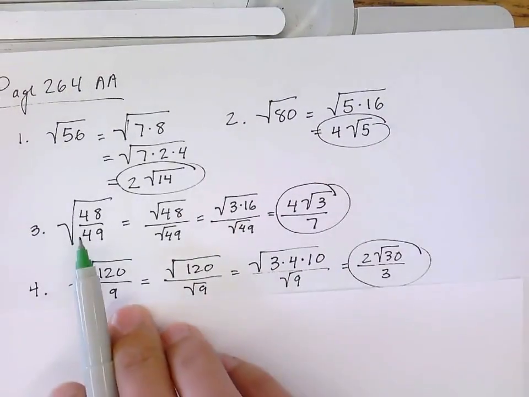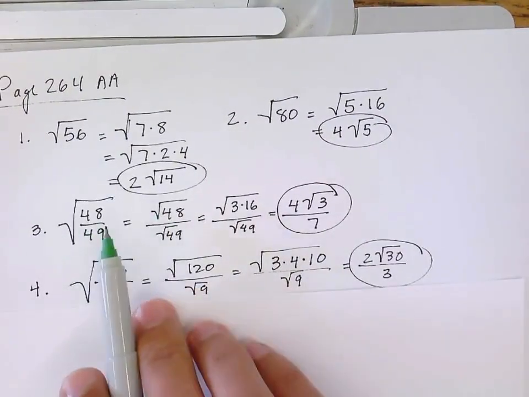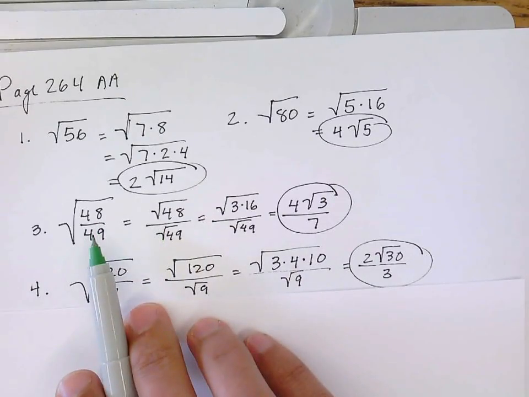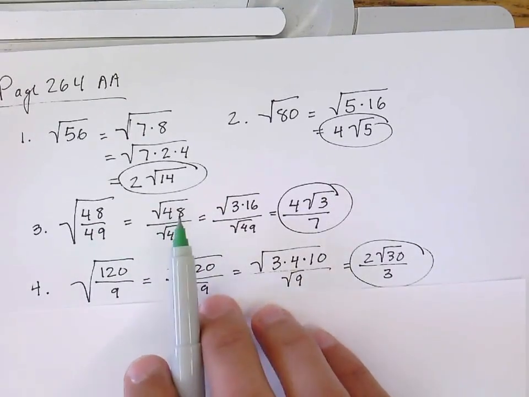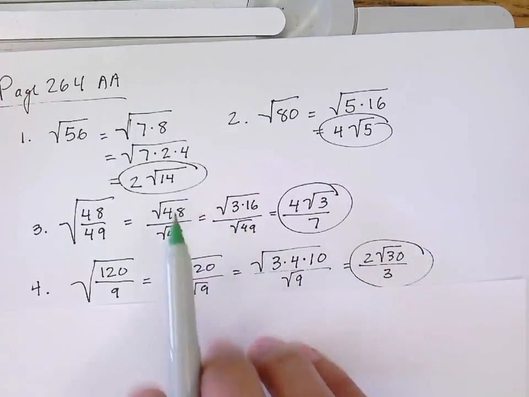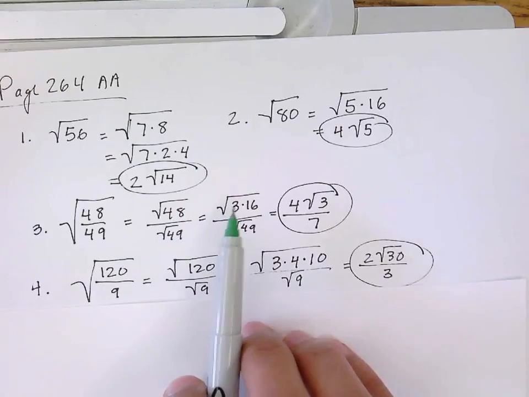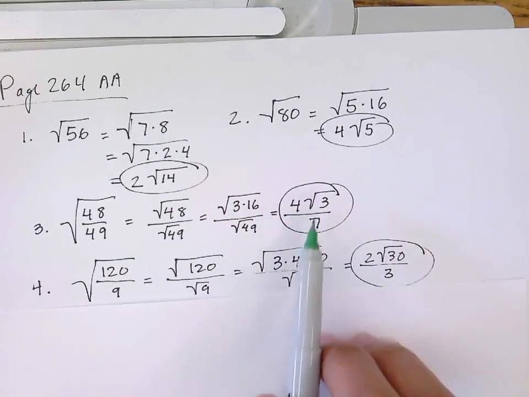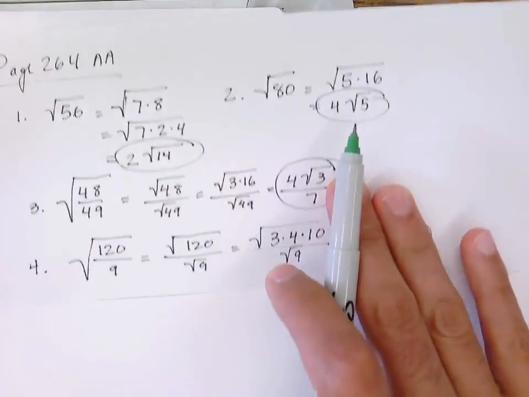Let's take a look at one that involves a fraction, and you'll see that in math I have the ability to break up this fraction into a separate numerator and denominator. After this step, the steps that I'm executing are the same as the ones in the previous problems, where I'm looking for square factors. And so I end up with 4 root 3 over 7.